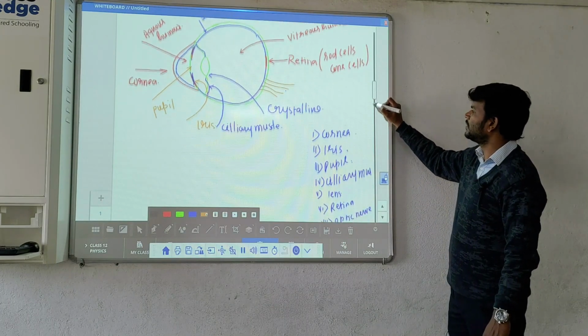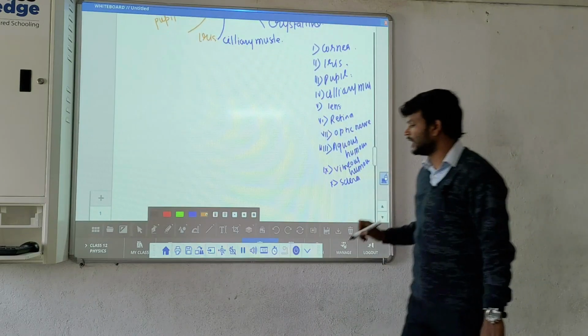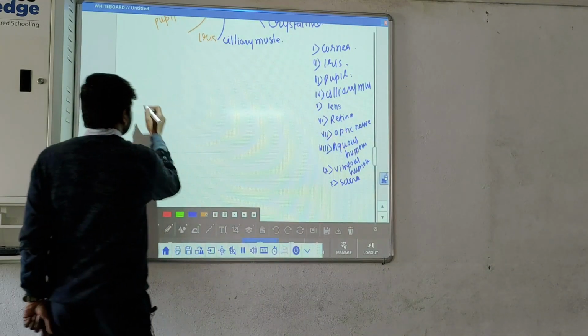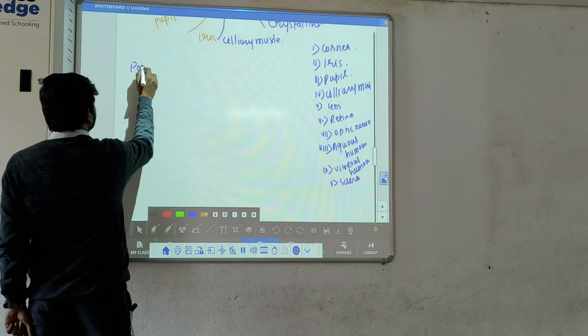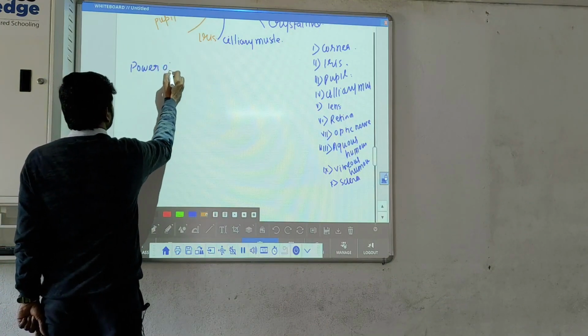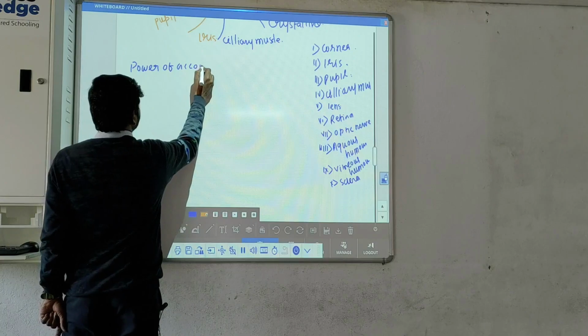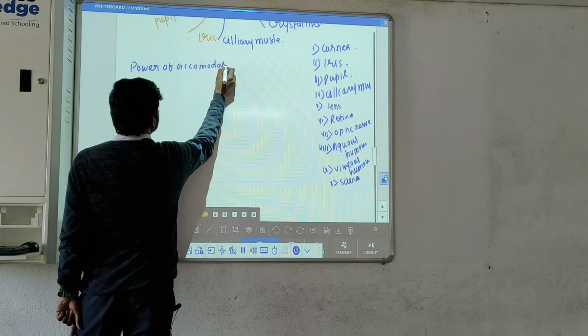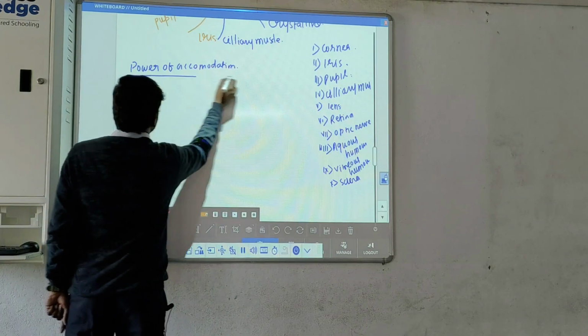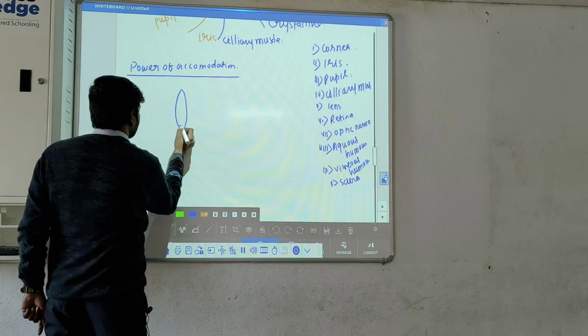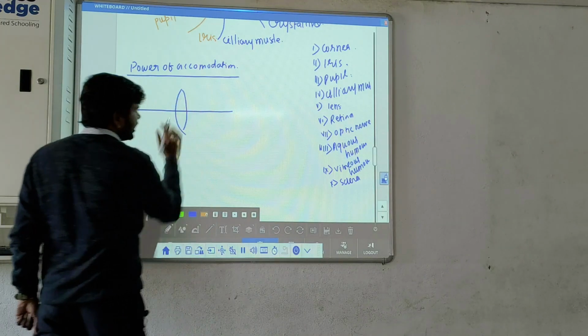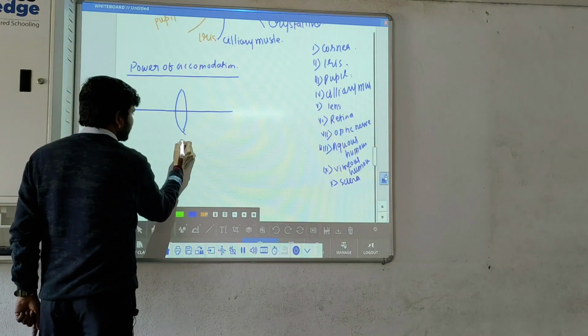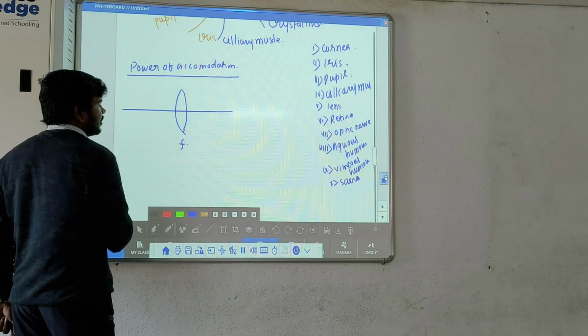From the lens formula, we have one term. We will see one definition here, that is known as power of accommodation. We know about a general lens formula. Suppose we have a convex lens. Once you choose a convex lens and the medium is fixed, its focal length will be fixed. Suppose the focal length of this lens is f.